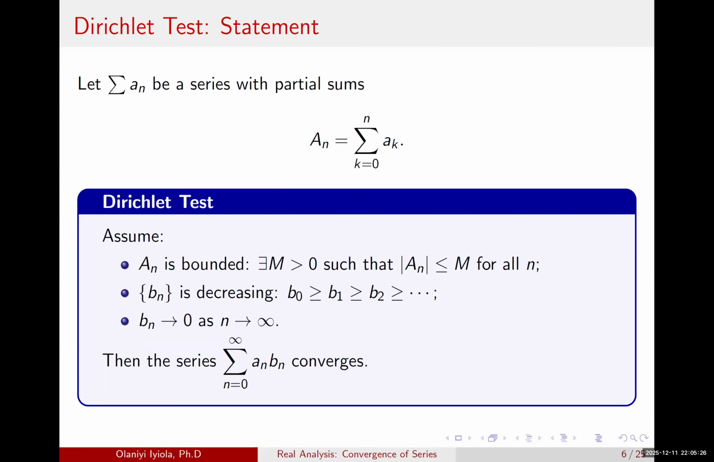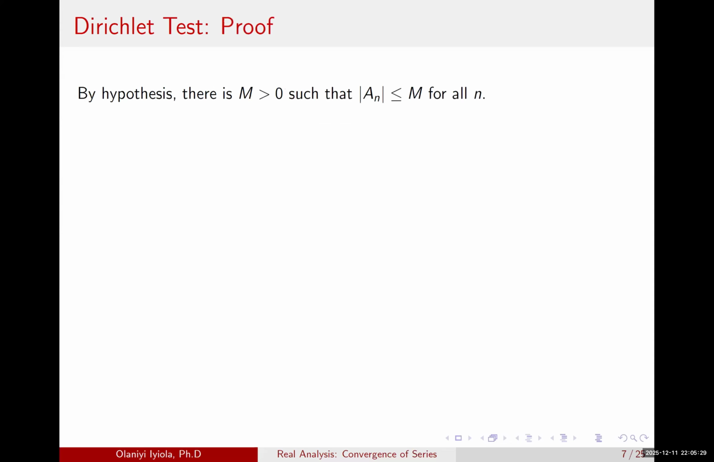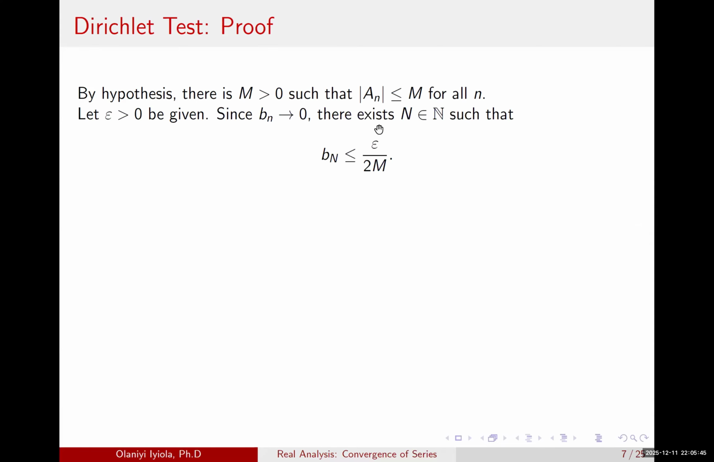So let's also briefly see the proof of this. By the hypothesis, we know that the partial sum is bounded, so we are guaranteed that there is M such that this is true. Also, if we let epsilon positive be given, since b_n converges, we know that there exists some capital N such that this is true. The choice of this bound is actually helpful as we continue the proof.